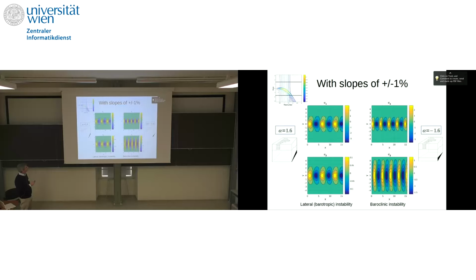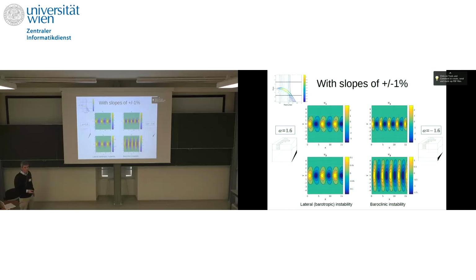But over here, now we have both. We have lateral instability and we have baroclinic instability, but the fastest growth is still right there on that baroclinic mode. Again, these are smaller eddies, because this is shifting to higher wave numbers, but there's still a tilt going on over here. So for this strong negative slope, we still have active baroclinic instability.